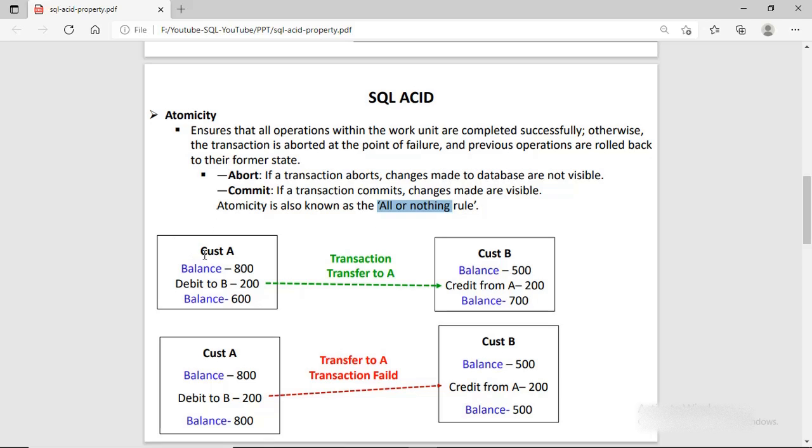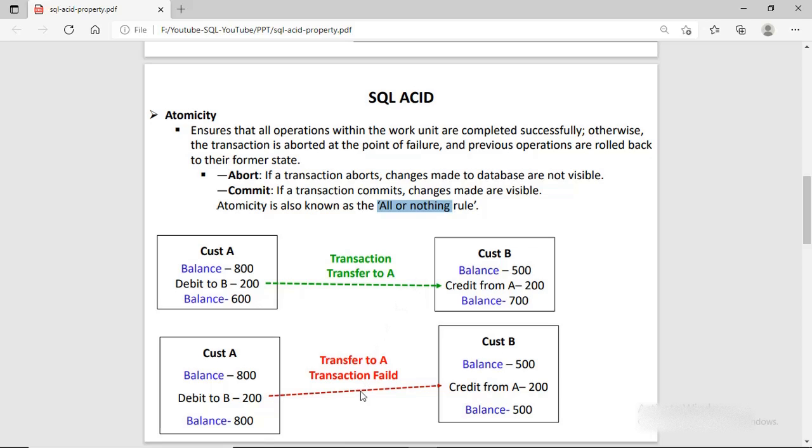We take an example. We have customer A whose initial balance is 800, and customer B whose balance is 500. Customer A transfers 200 rupees to B. After the transfer, the balance for A is 600, and for B the balance is 700. So this is the case if the transaction is successful. After that, the data is committed and the state of the database changes permanently in both cases.